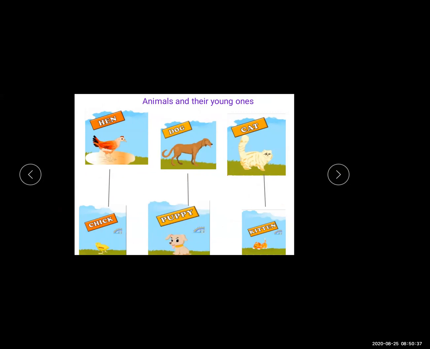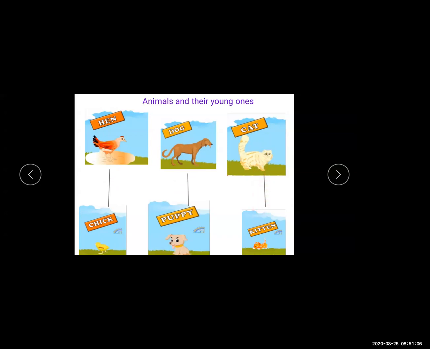So how will they go? See, hen will come like this, and she will meet her baby. Dog will come like this, and it will meet its puppy. Same way, cat will come also like this, and she will meet its kitten. So they have come in vertical direction. See, this is the vertical direction. So this is also example of vertical lines.